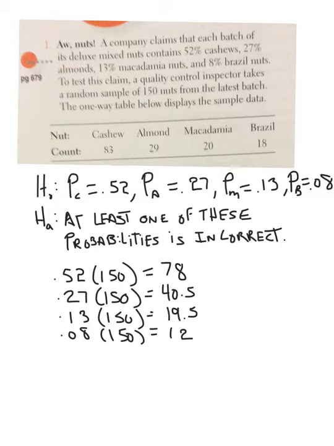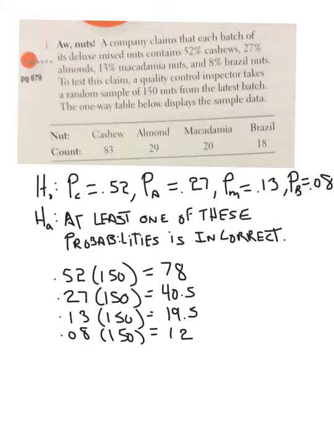We had 83. For the almonds, we had 29. That's what we saw, but we expected 40. Macadamia was 20. That's what we counted. We expected 19.5. That's about right. And Brazil nuts was pretty close too. We saw 18 in this can of nuts that we had. Expected about 12. So now let's do the chi-square.